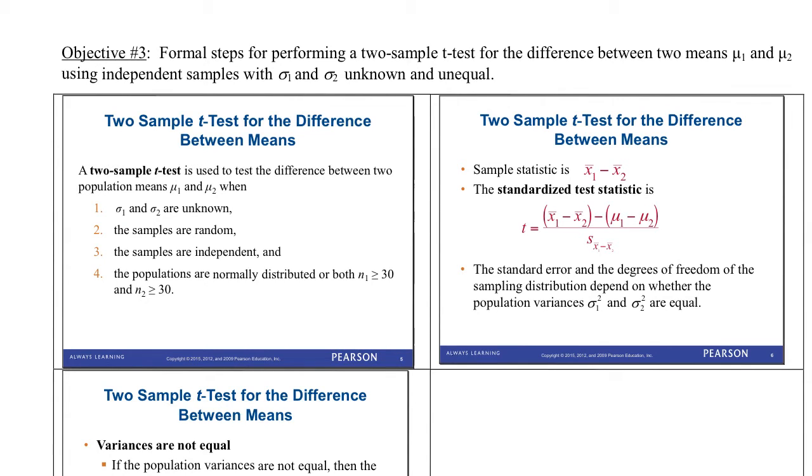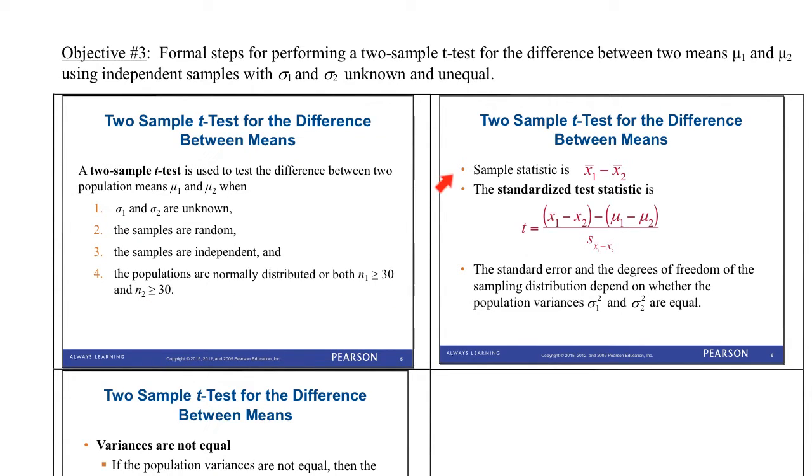So as you've seen before, a t-test is used in the following situation. For two samples, we're testing the difference between two means called mu sub 1 and mu sub 2, and the 4 conditions that we're going to want to be able to check is that sigma 1 and sigma 2 are unknown, our samples are random, the samples are independent, and remember this condition about the population either to be stated as normal or the sample sizes are both at least 30.